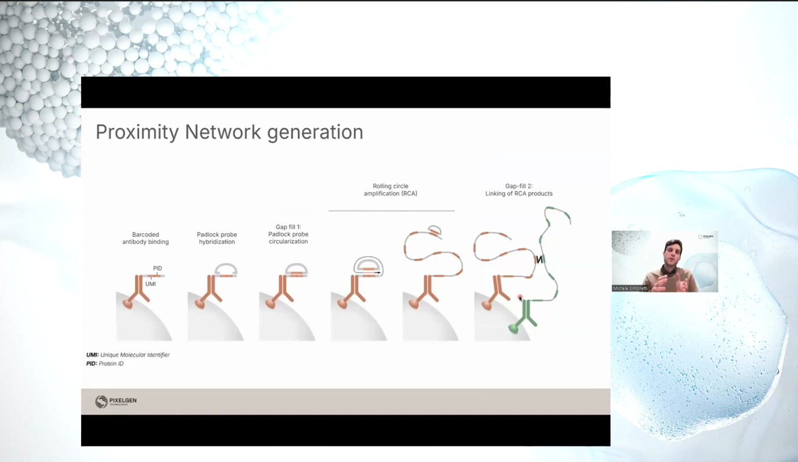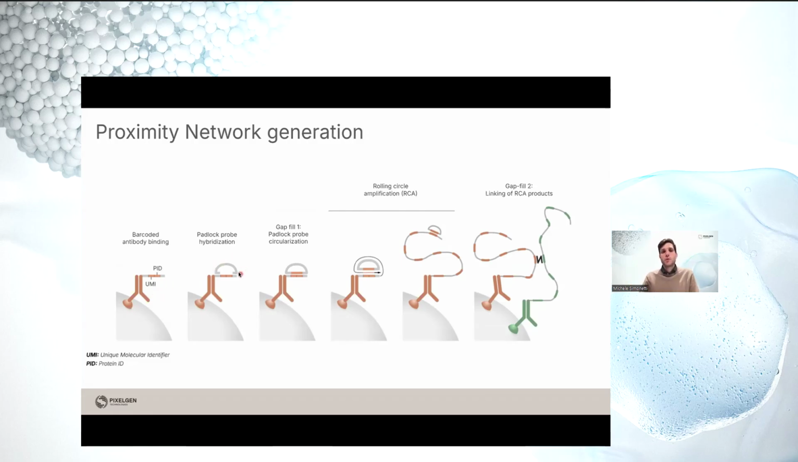But how are we able to go from the first basic step, after fixation, to creating in 3D the cell and the spatial organization of the proteins? Now you can see a bit more detail of the oligo. After the barcoded antibody binding, each oligo contains a protein ID, which is of course unique for each protein species. But then we also have a unique molecular identifier. This is what makes each oligo unique.